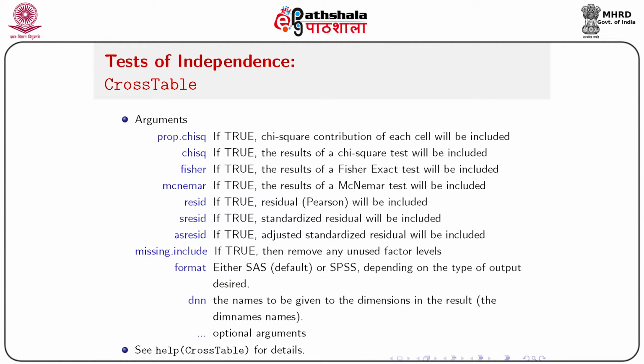And dnn is the name to be given to the dimensions in the results. That is the dimension names, and the triple dot options are there for any other arguments for any functions that I'm using in between. And for further details, as I mentioned, see the help of CrossTable, which might give you much better clarity. A lot of examples are there. You can copy and paste in the R console and run them, and see what outcome it generates along with the different inferential statistics.